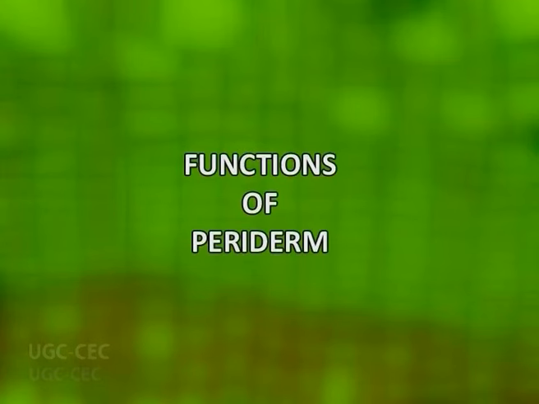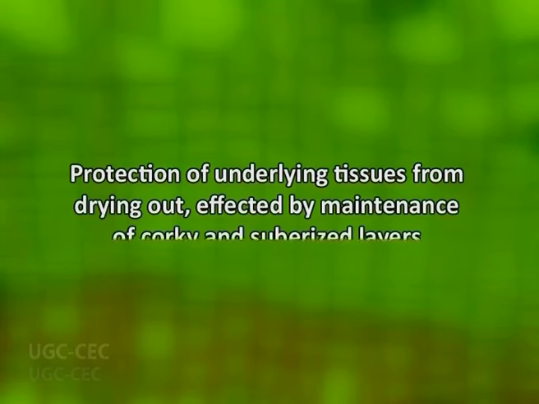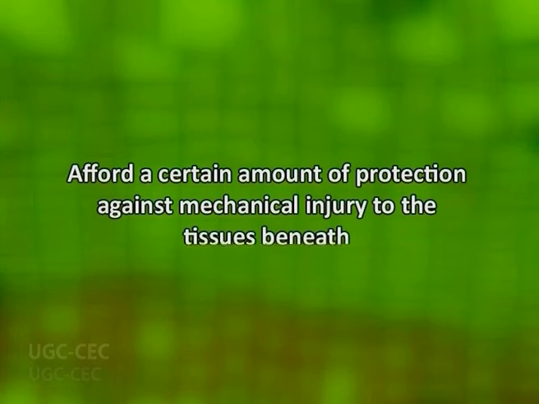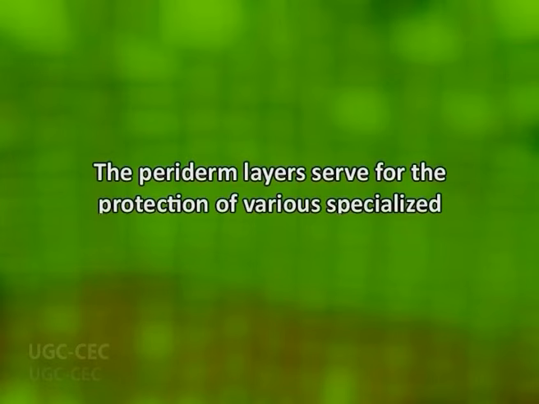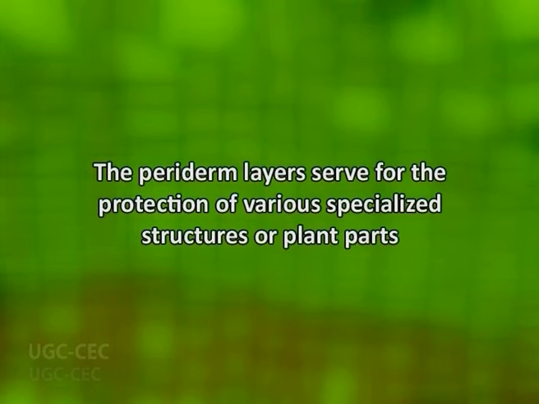Now, the functions of periderm. The principal function of the periderm is protection of the underlying tissues from drying out, effected by maintenance of corky and suberized layers. Cork layers, when of considerable thickness, may also afford a certain amount of protection against mechanical injury to the tissues beneath.